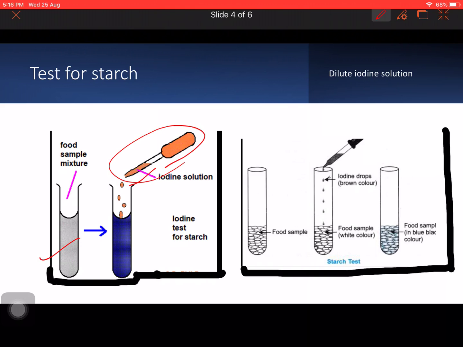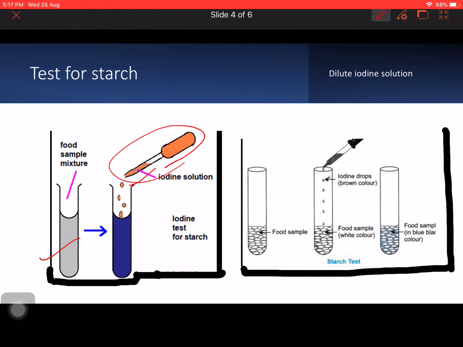So when iodine drops are added to this food sample, which was previously white in color, and if we are gradually, slowly heating it and again cooling it down, then we can see that the sample is blue black in color. Okay, is it clear to all?